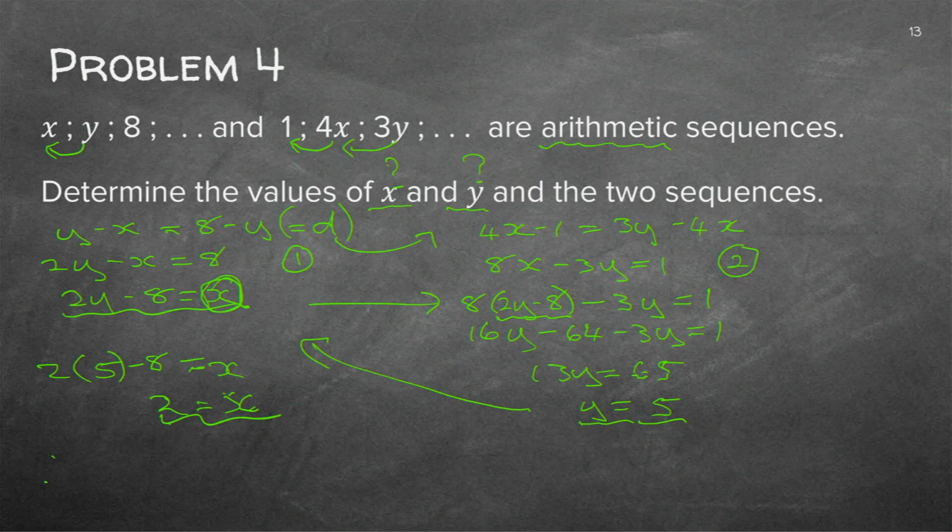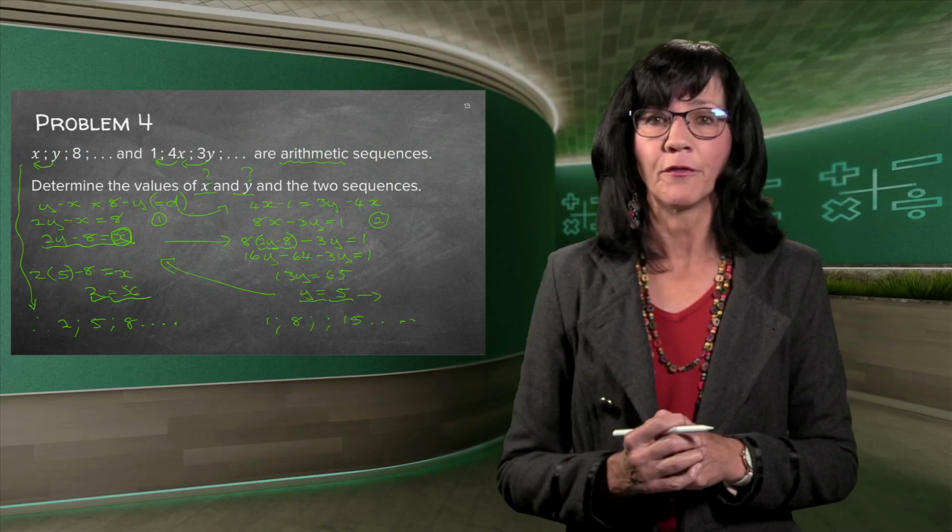So if I go back to the first sequence, I'm just going to make a big arrow there. x was 2, y was 5, and then 8, ... If I look at the next one there, it was a 1, and then a 4x, which is 4 times 2, which is 8, and then a 3y, which is 3 times that 5, which is 15, and there's your two sequences, and you can just make dots to show it carries on further.